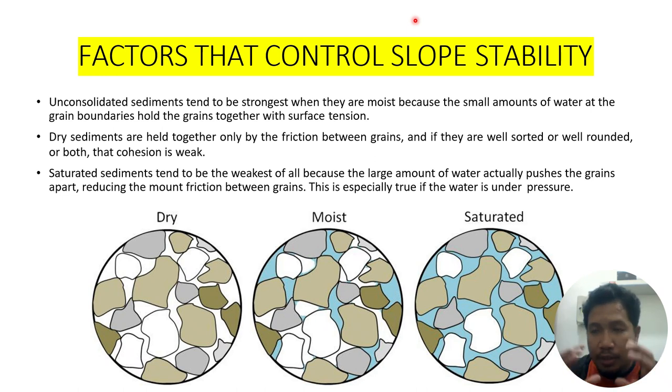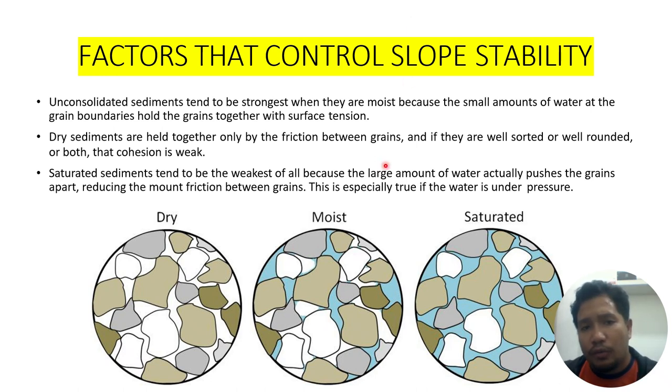However, if the sediments are too wet, the water can actually push the grains apart. This is because the water molecules are attracted to each other more than they are attracted to the grains. This can reduce the friction between the grains, making the sediments weaker. This is why saturated sediments tend to be the weakest of all.